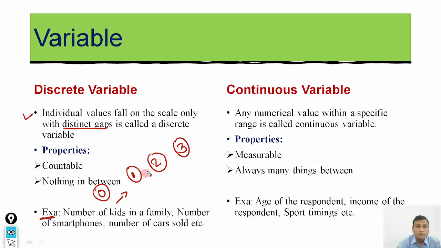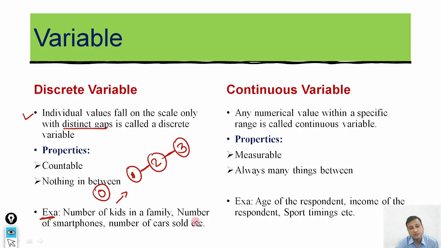Fine. So, is there any respondent who will say, in my family, our family is having 2.5 children? No, this is not going to happen. In between these two numbers, there is nothing. There is a distinct gap. Either you are saying 1, or you are saying 2, or you are saying 3.